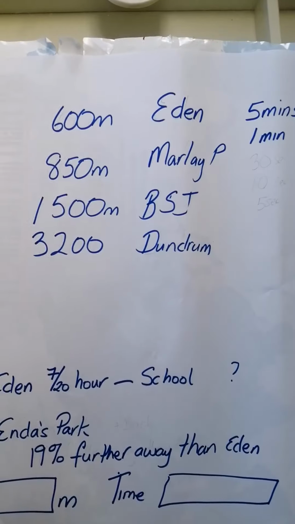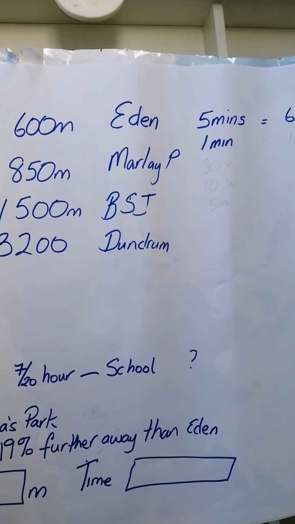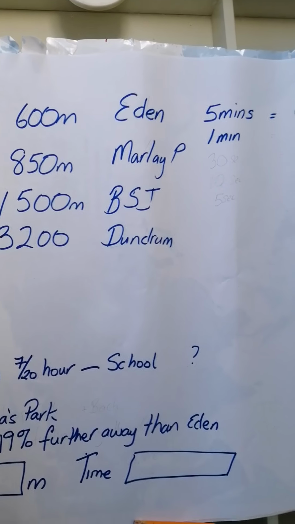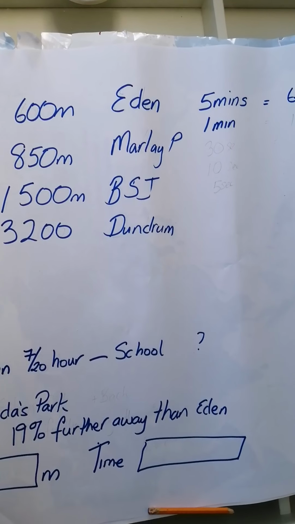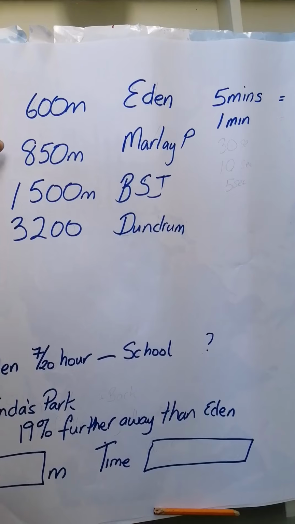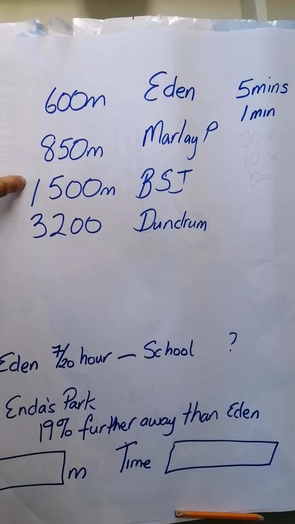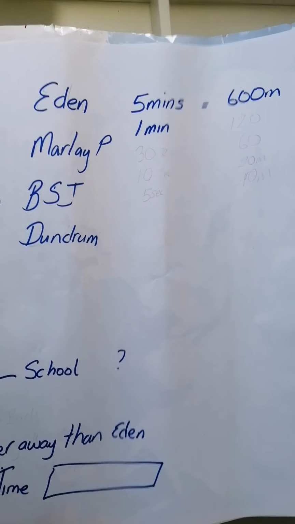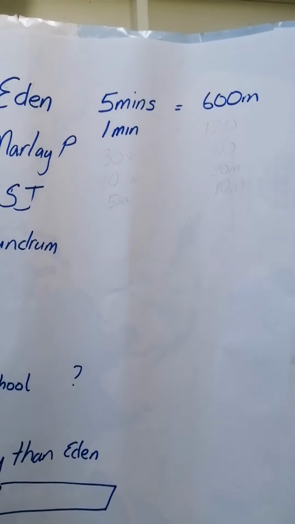Okay, so just to backtrack, it takes me 5 minutes to walk 600 meters to get to the Eden. I need to find out how long it will take me to get to Marley Park. That's this far away. Ballantyre St John's, and then to Dundrum. And I would do it using the equal sign.